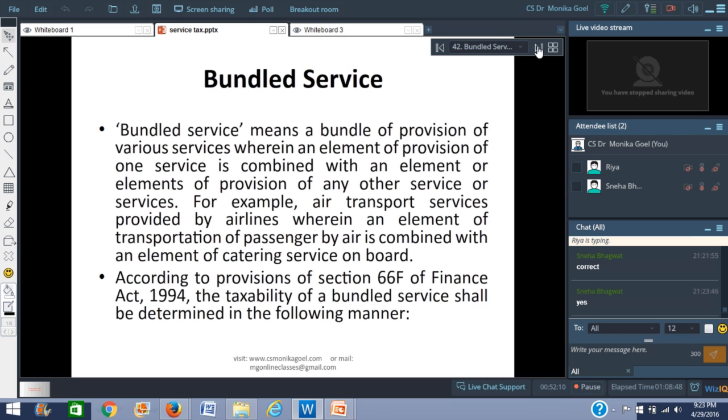Now, the last area that I have to discuss with you today, because in the next class I will be starting with the negative list and the mega exemption notification, is the bundled service. Now, what is a bundled service?